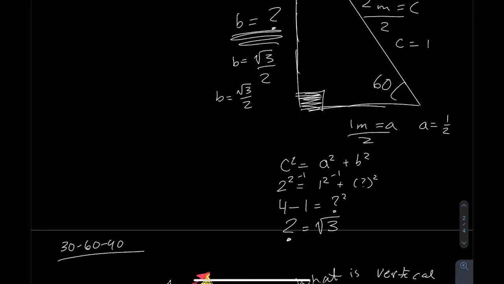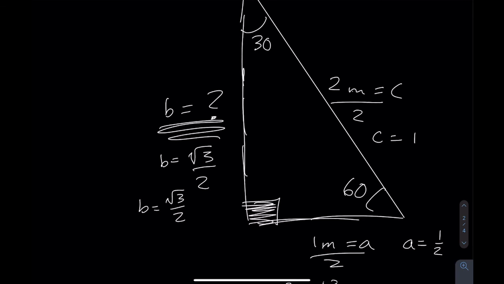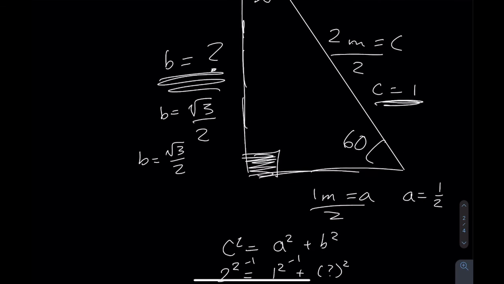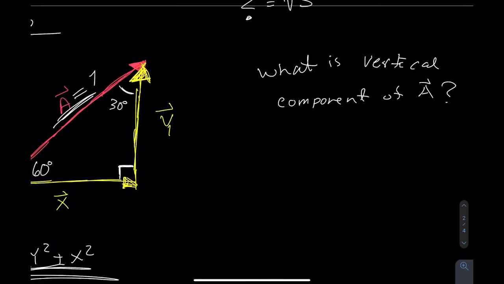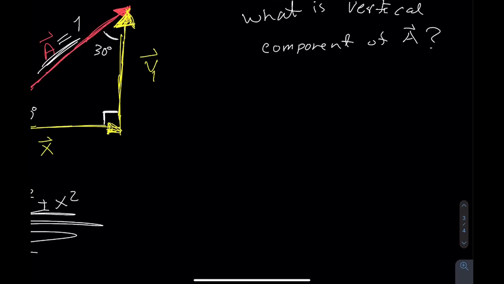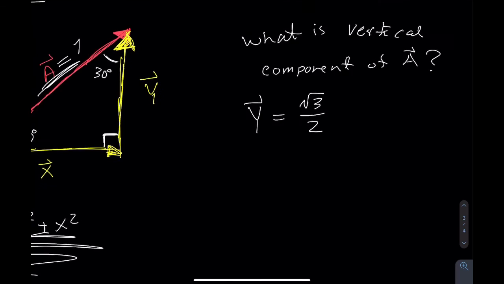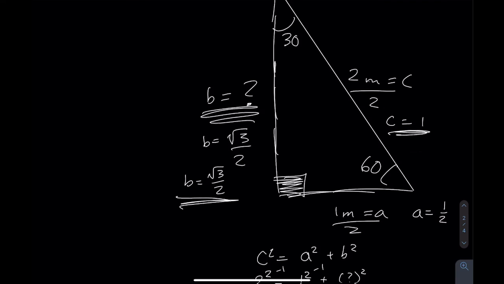And we can literally just come back up here, go to our special triangle. We know that if our hypotenuse is equal to 1, then what are we looking at here? Our vertical component is going to be root 3 over 2. So it's that easy: vector y is going to have a component of root 3 over 2. And that's all we're really looking at here. The biggest part is getting our heads wrapped around this.